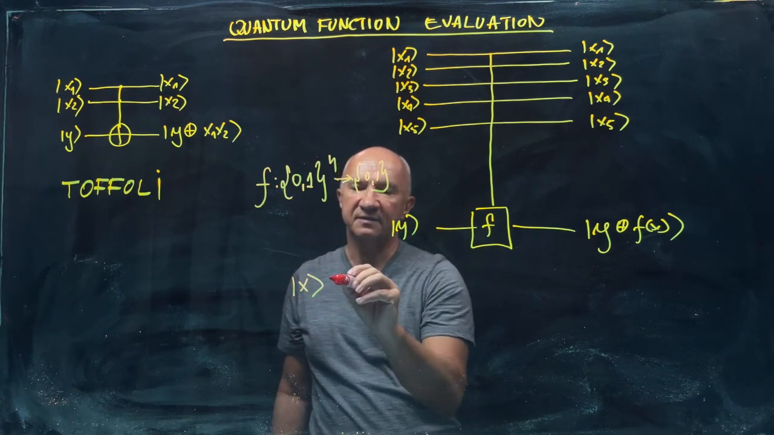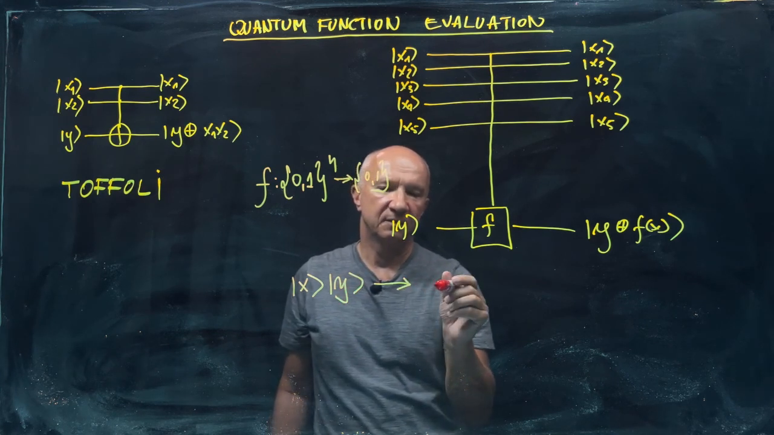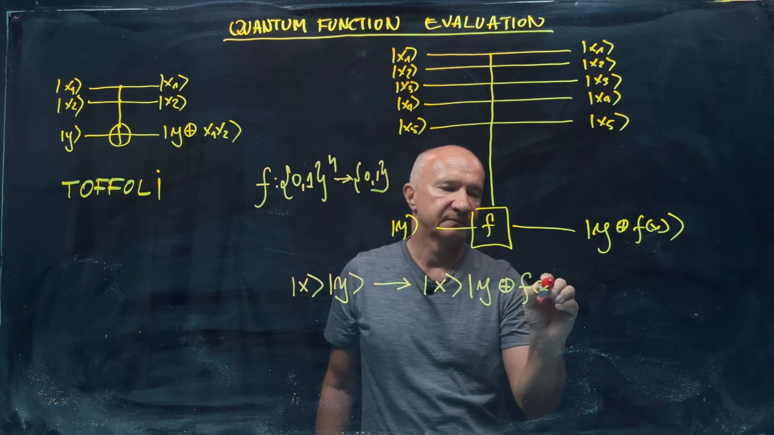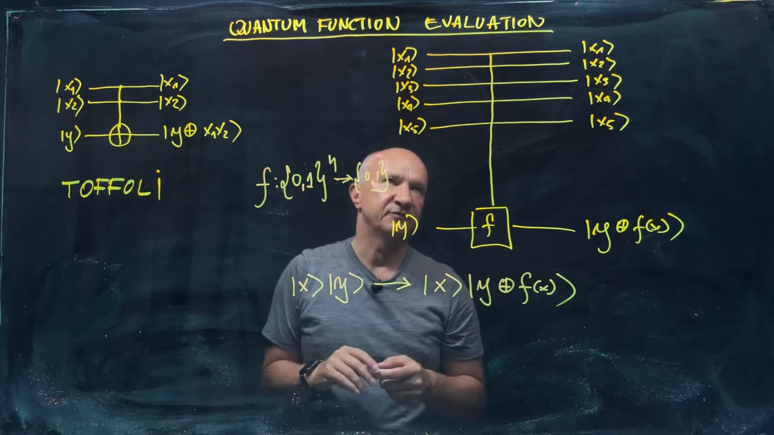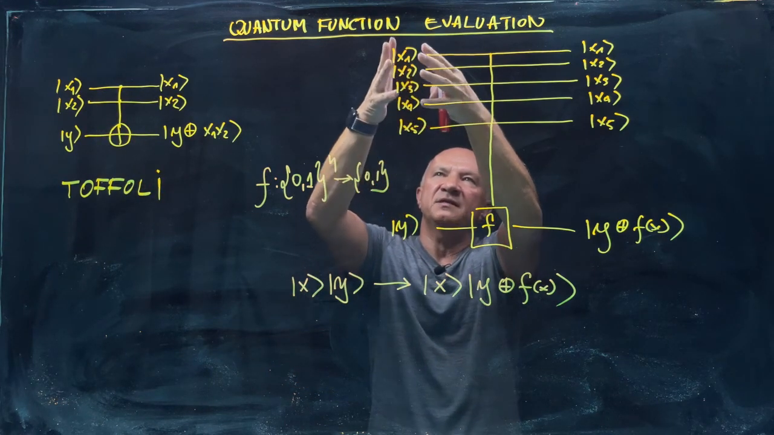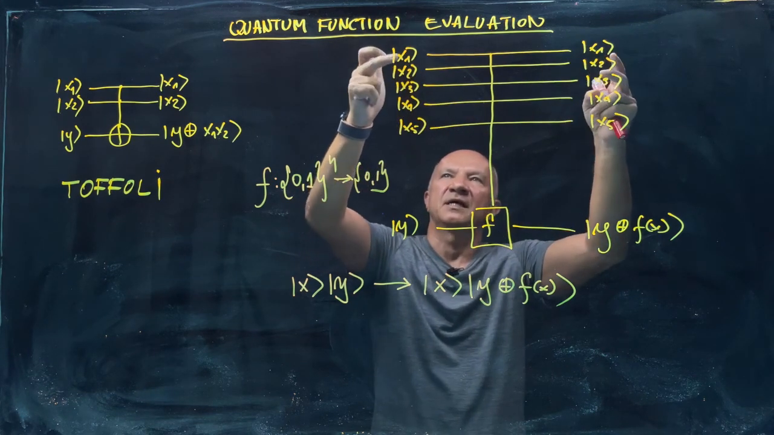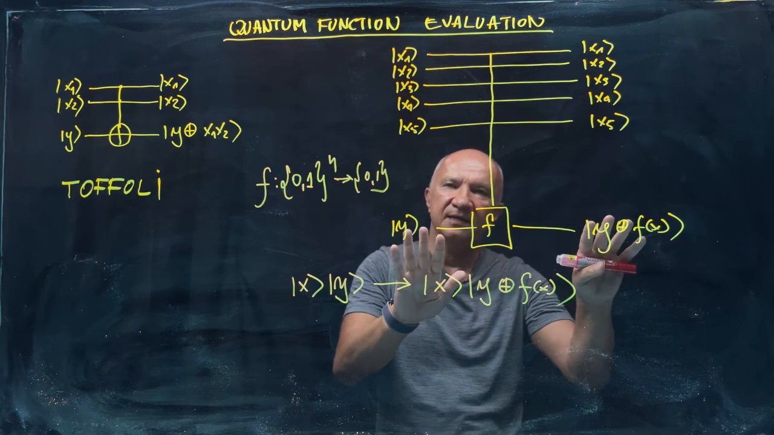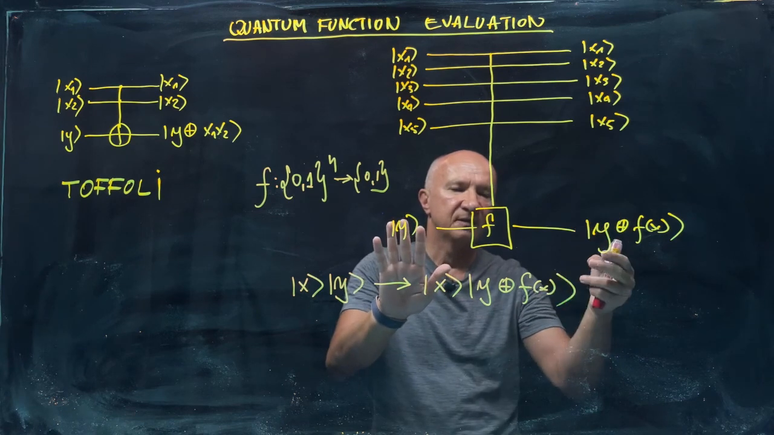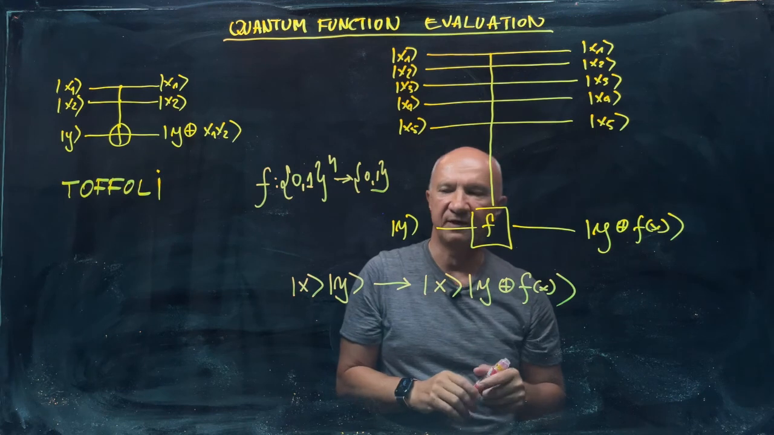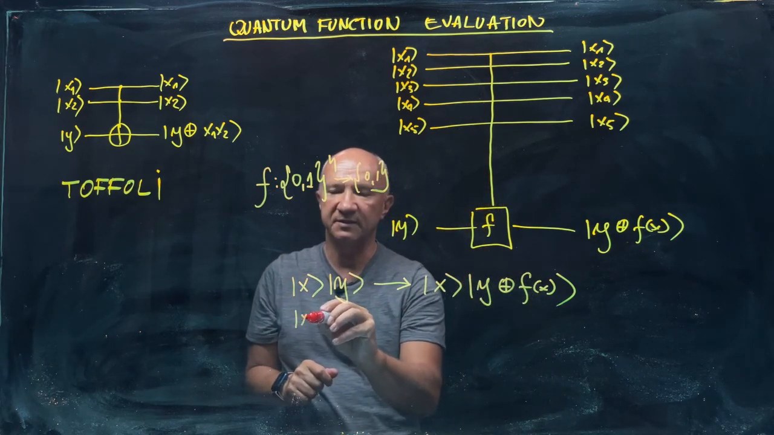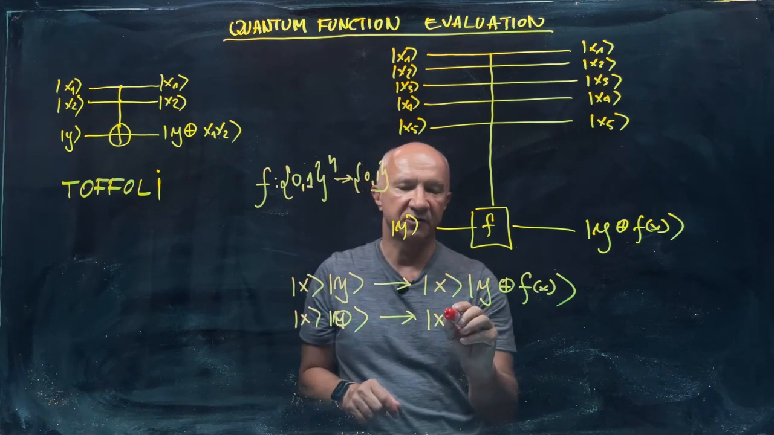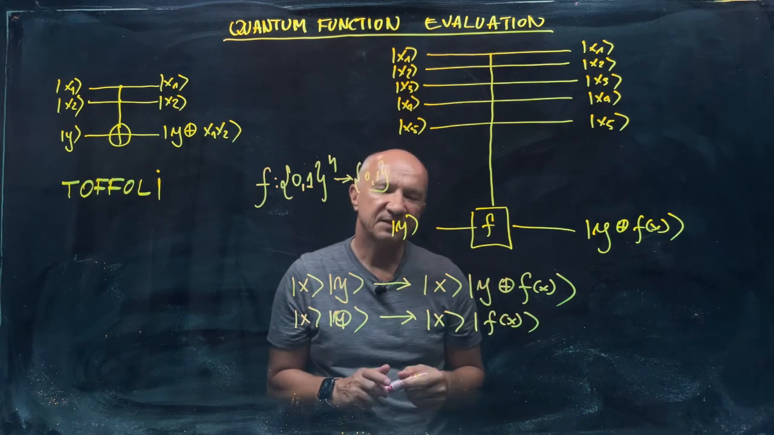Then I will implement the function evaluation as an operation on the two registers, which takes the first register in state x and the second register in state y to the state x, and I add to the value of y the value of f of x. So you see, very similar to the action of the Toffoli gate. The value of x in the first register survives. I have x1 here and x1 at the output, x2 here and x2 at the output, and so on. But the value of the second register is just modified by the addition of the value of the function which we are evaluating. Of course, if we want to see explicitly the value of the function, it's convenient to prepare the second register in state 0, in which case we simply map x,0 to x,f of x. So that's how we evaluate functions.